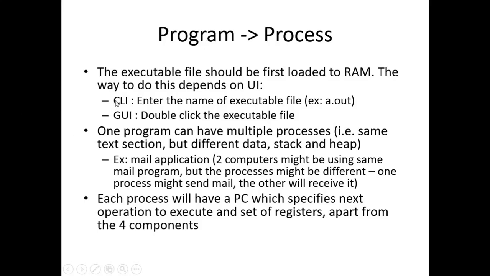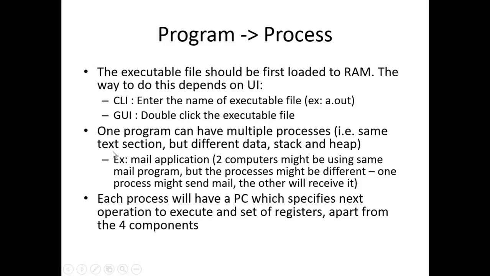So for example, if we have a CLI based operating system, the way to load this program into RAM would be to enter the name of the executable file. So for example, this a.out in Linux based systems is the executable file. So when you just enter this name in the command line, the executable file gets loaded to RAM. But in case of GUI, you'll have to double click the executable file to load it to RAM.